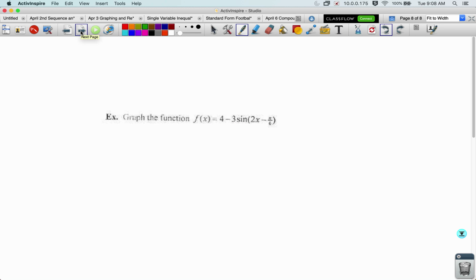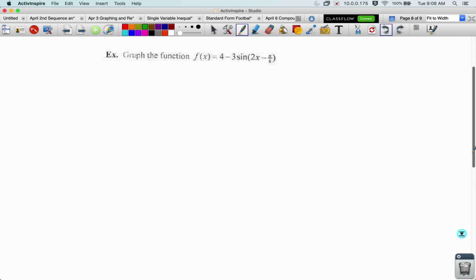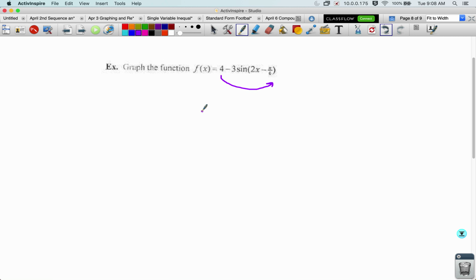All right. I think this is our last one. So we don't have an explanation of this last shift, but it's a very easy one to learn. Any constant outside of the trig function just causes a vertical shift. So this 4 here, I'm going to move it to the end and write this as negative 3 sine of 2x minus pi over 6 plus 4, and this is now the vertical shift.